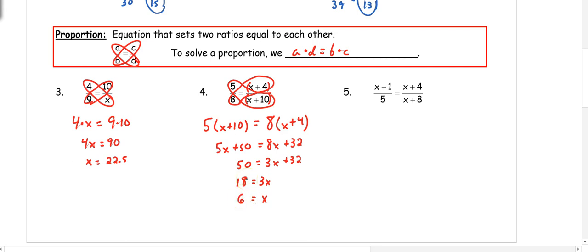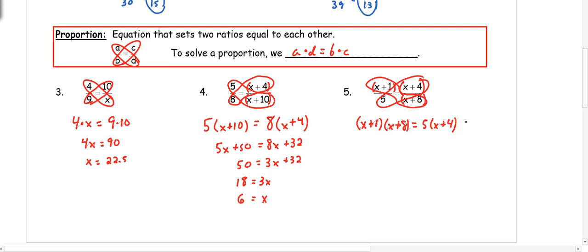In number 5, when I cross multiply, I have two quantities that are going to multiply with the x plus 1 and the x plus 8. So I have (x plus 1) times (x plus 8), and then I have 5 times (x plus 4).